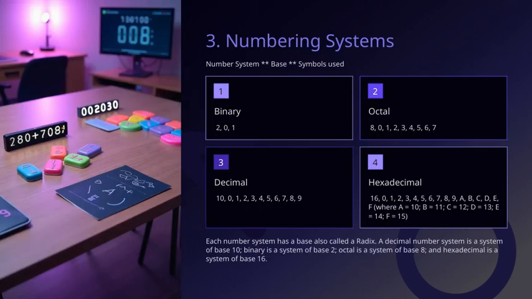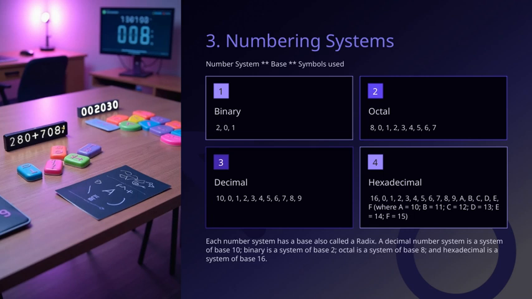Let's take a closer look at numbering systems. Each system has a base, also known as a radix, which determines the number of unique symbols used. Starting with the binary system, which is base 2, it uses just two symbols, 0 and 1. Moving on to the decimal system, which is the one we're most familiar with, it has a base of 10 and uses digits from 0 through 9.